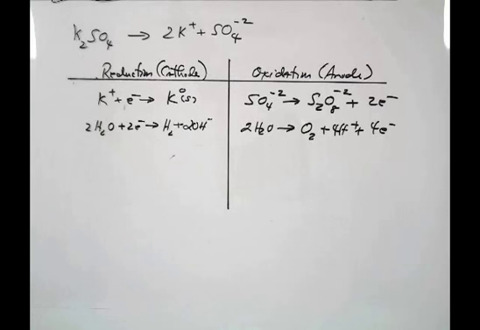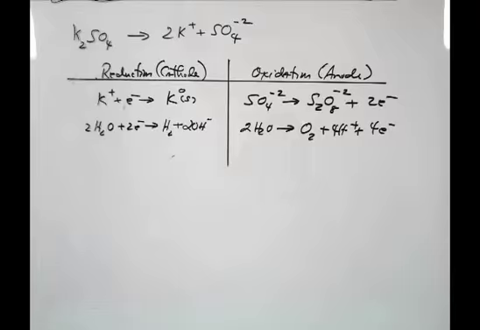Okay. On the reduction side, shouldn't there be 2 potassium on the reduction side? Shouldn't there be 2 of the, let me stop this thing here. I'm not understanding your question.